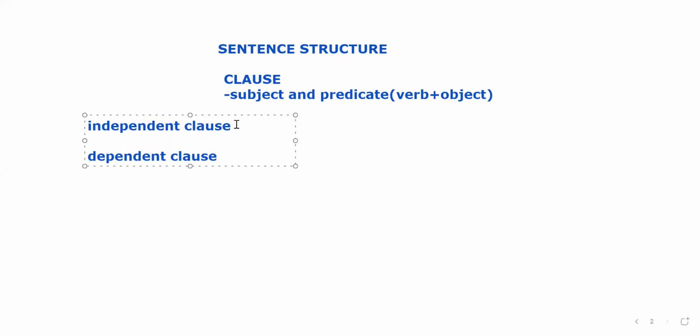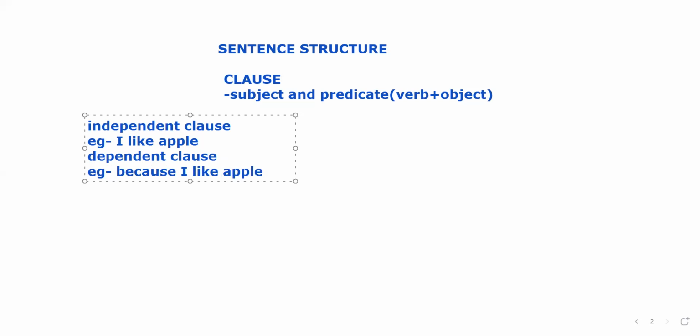For example, I like apple. This is an independent clause. But if I say because I like apple, that will be changed into a dependent clause. It may be dependent on another clause. Is that clear, guys?